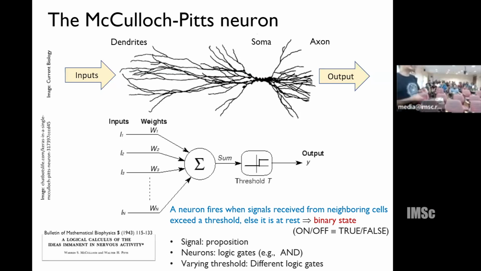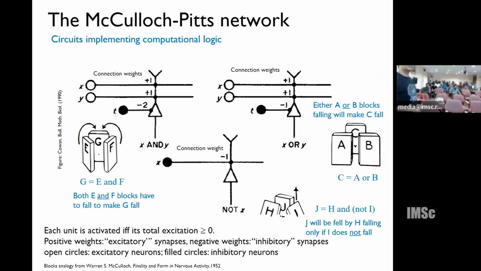And so they said that you can do logical operations by taking the signals to be propositions, the neurons to be something like a logic gate, and the varying threshold could be used to make different logic gates. For example, in order to make an AND gate, they showed that if you take these two inputs, X and Y, and connect them with connection strength +1, and you have a threshold of -2, then this particular neuron, which is receiving these two inputs, is going to function as an AND gate.